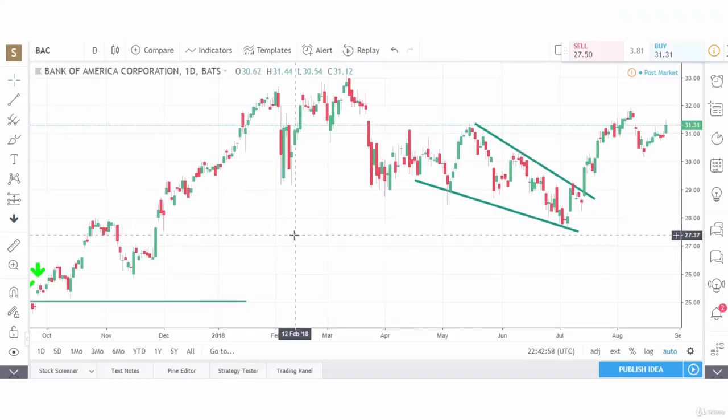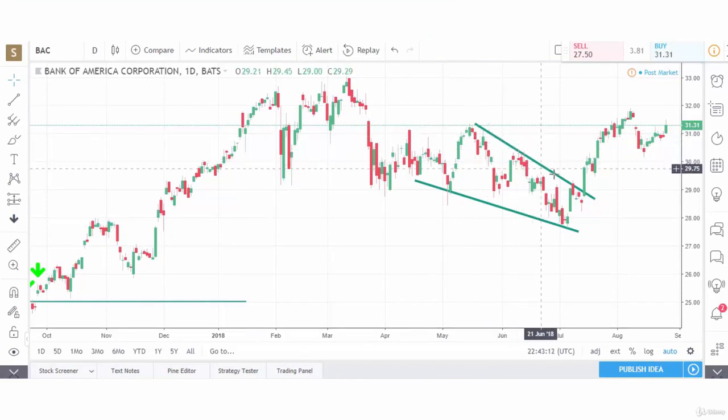Here we have a daily chart of Bank of America, and here we have a falling wedge. As you can see, the stock is making lower highs and lower lows, and when the stock breaks above this falling wedge pattern, it moves to the upside. So again, a falling wedge is a bullish pattern. When the stock breaks above the upper bound of the wedge, that is a buy signal.